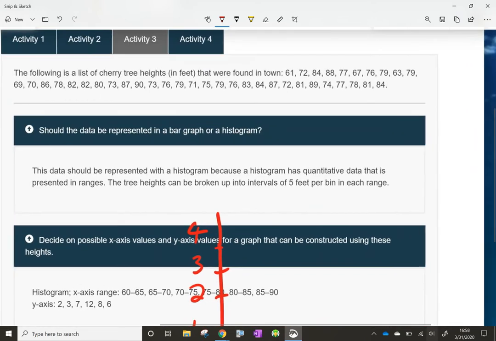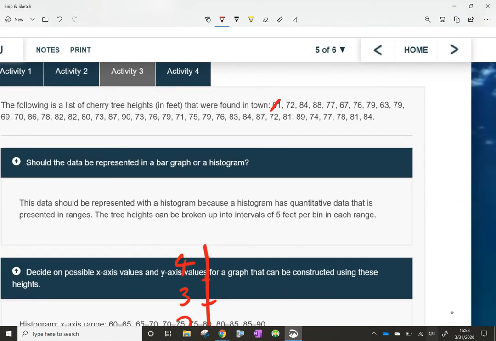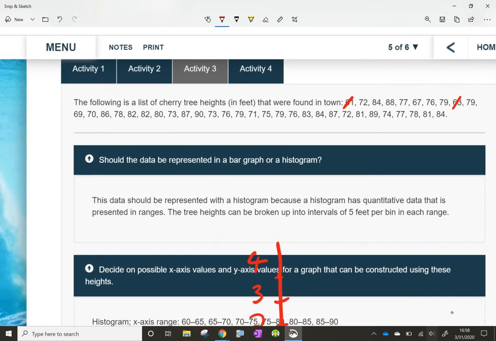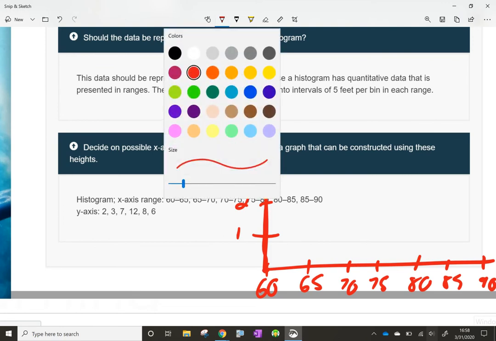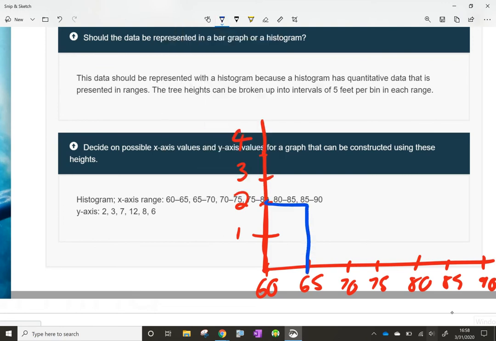Between 60 and 65, let's see how many you can find. We got 1, 2. I think I can only find 2. It only looks like there's 2 between 60 and 65. So the bar between 60 and 65 would go to 2. Let me use a different color for this as well. Yes, I do have a choice. So the bar from 60 to 65 would be only 2, because there's only 2 trees of a height between 60 and 65.